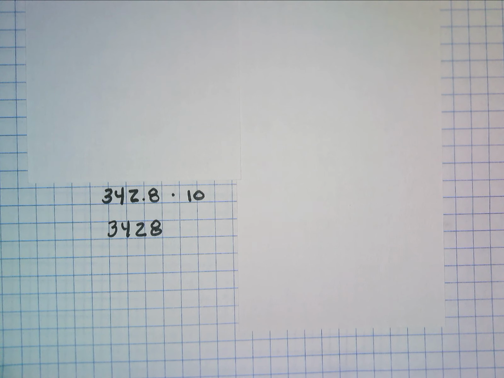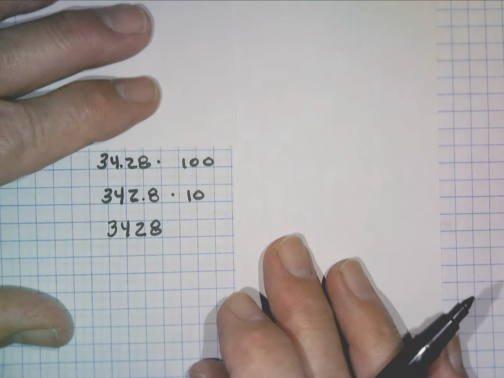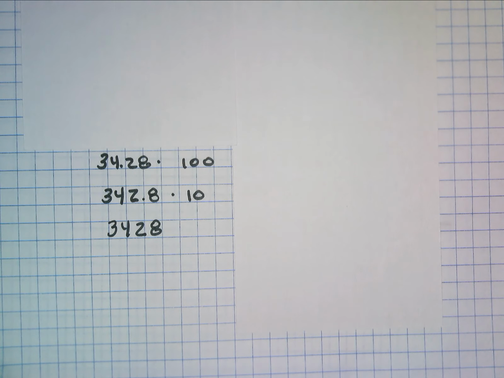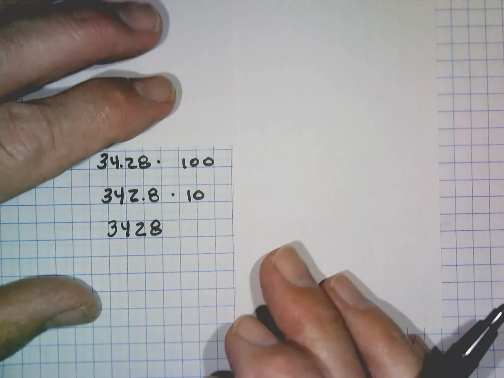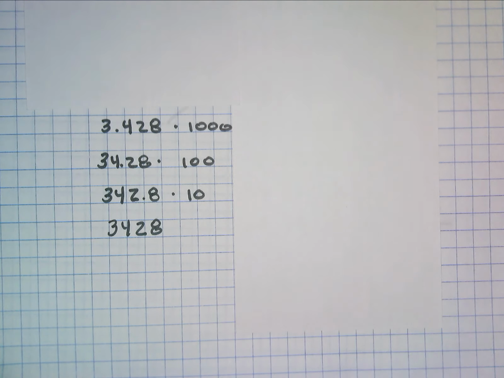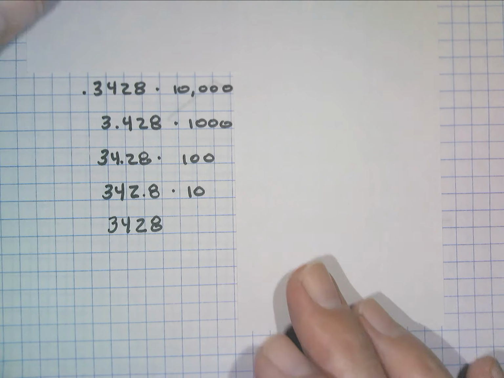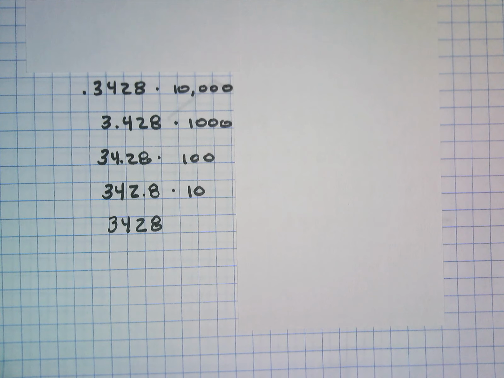I can also write it as 34.28 times 100. If I multiply 34.28 times 100, I get 3,428. I'm also going to write it as 3.428 times 1,000. That quantity is 3,428. I'm also going to write it as 0.3428 times 10,000. Those are all the same quantity. I have not changed the quantity, I've simply changed the form.